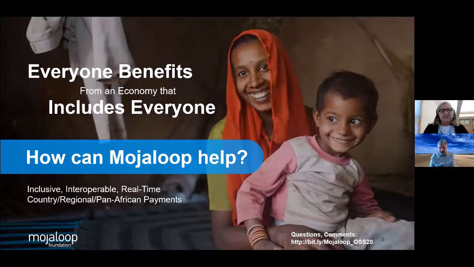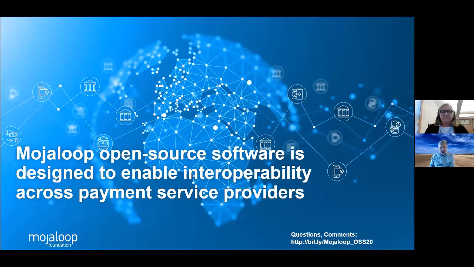Okay, so thank you everyone for joining us today. I want to talk a little bit more about the Mojaloop project and the Mojaloop Foundation and how we can address the issue of financial inclusion that Costa has given you some insights on. First of all, as Costa mentioned, Mojaloop is an open source software stack. It's designed to enable interoperability across payment service providers. So this was a fundamental decision made in how we address financial inclusion, is to leverage the benefits of the open source development model to deliver this functionality to the marketplace.